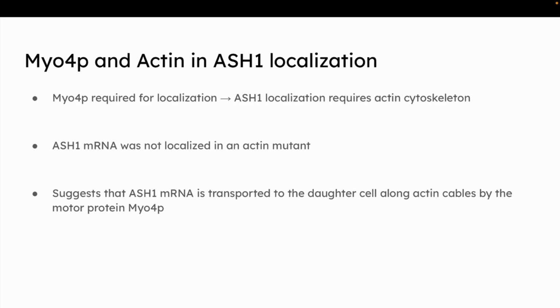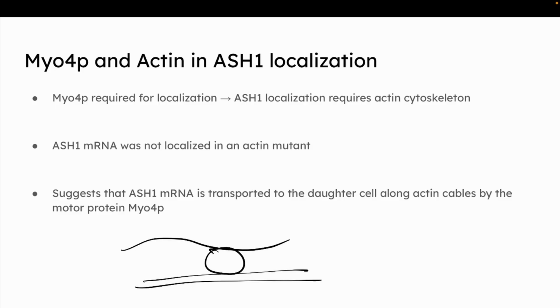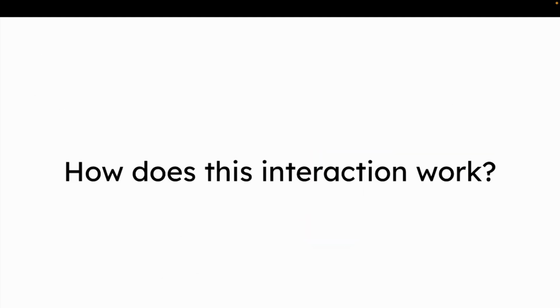will bring our mRNA. This is our actin, this is our Myo4, and then our mRNA, right? And then this guy kind of walks to the distal tip of the daughter cell. That's sort of what we know so far. But how does this interaction work, right? I mean, is it Myo4 directly binding to the mRNA, or are there other proteins involved?